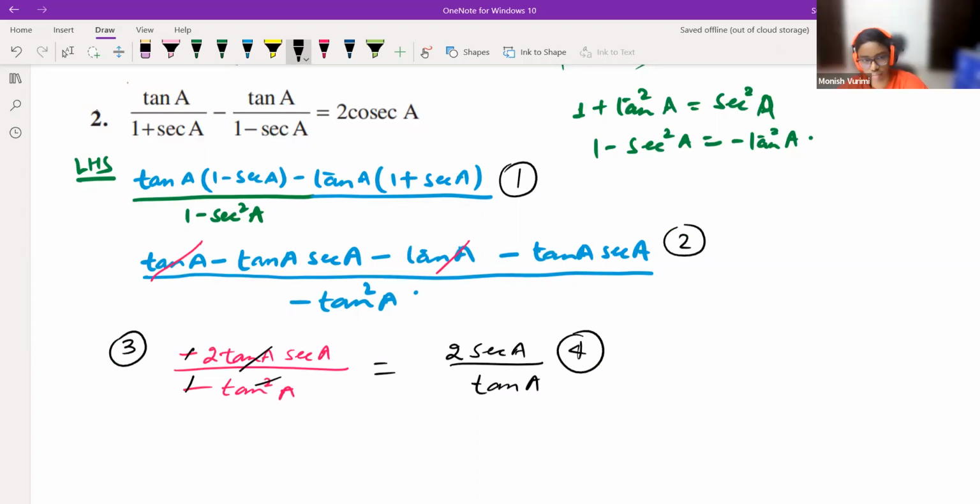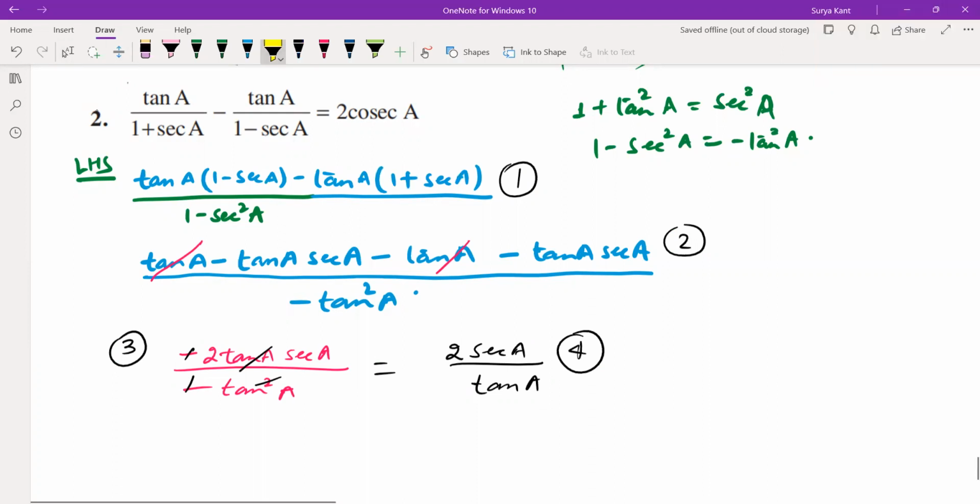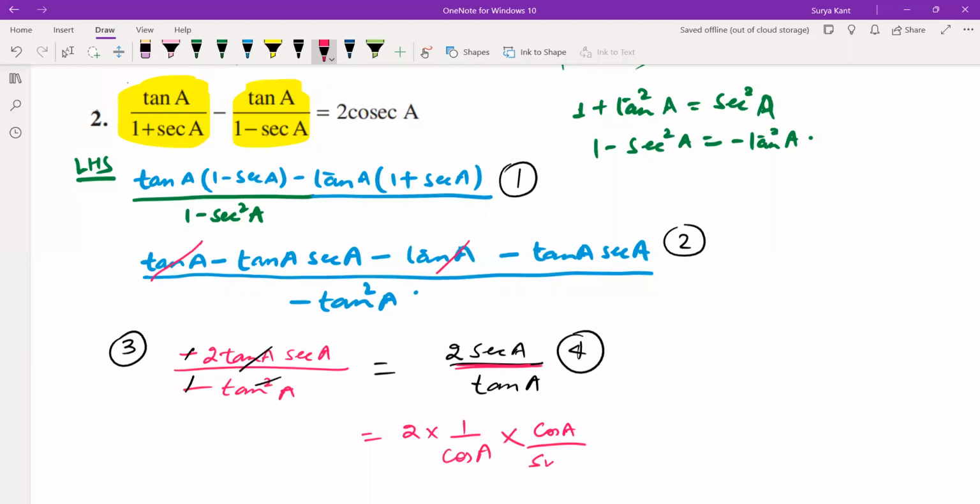Sir, the basic concept that I taught, you can change that directly. Tan and sec you convert into sine and cos form. Then the answer will come easily. So now this can be written as 2 into, in place of sec, what can we write? 1 by cos A, and multiply. Here is division, but I'm writing it in multiplication form. And we'll write here cos A by sine A.